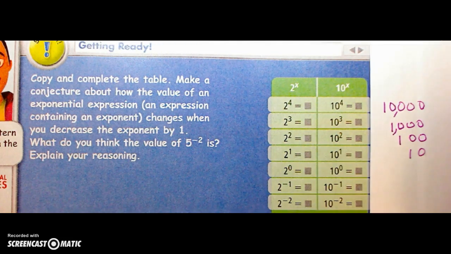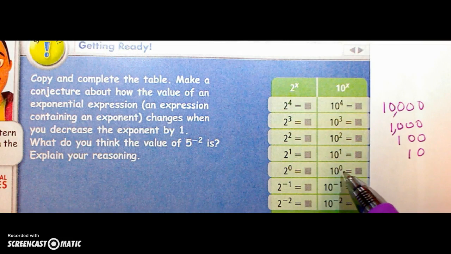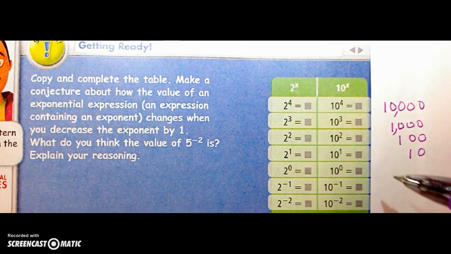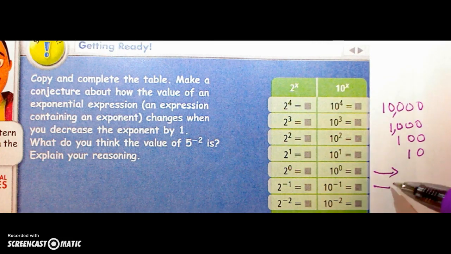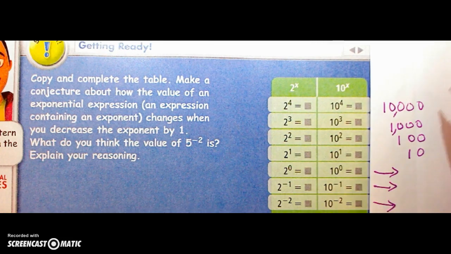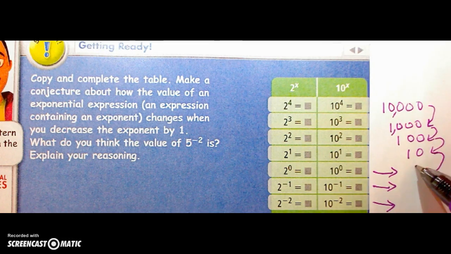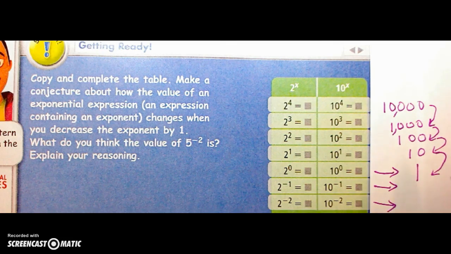But then if we look at it, what happens when I have 10 to the 0? So now here's where we start changing. We're moving into algebra here. And so if we look at this, we divided by 10 to get here, divided by 10 to get here, divided by 10 to get here. So if we divide by 10, what do we get? 10 divided by 10 is 1. Well, if I take 1 and I divide by 10, now I'm at negative 1.